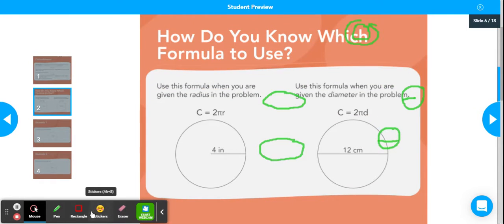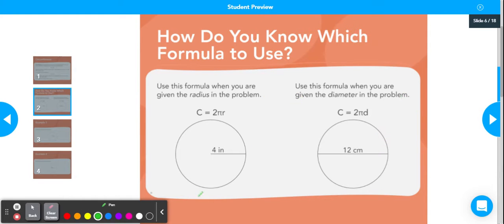So here we go. This is just a few examples of what that would look like. On this equation here, it says use this formula when you're given the radius of the problem. So I would just go 2. I'm going to replace pi with the number we always use for it, 3.14. This number is pi, times the radius, which is 4.